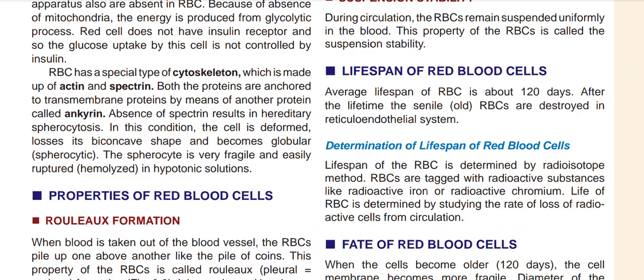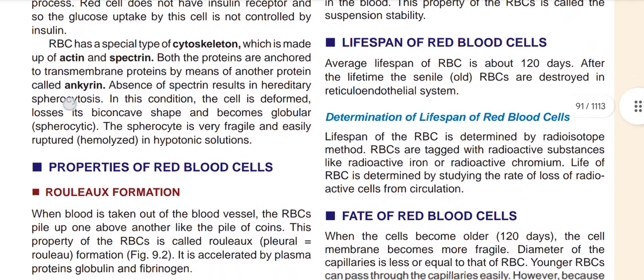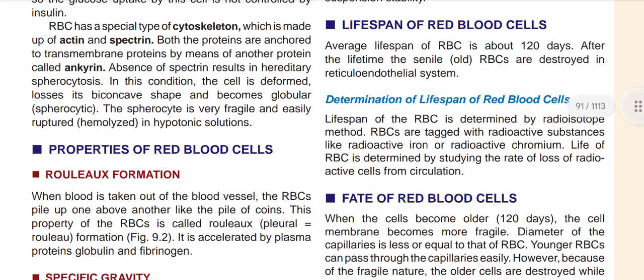Now, determination of lifespan of RBCs. How can we basically determine the lifespan of RBC? For the determination of lifespan of the RBC, we use the radioisotope method, where the RBCs are tagged with radioactive substances like radioactive iron or radioactive chromium, and the life of RBC is determined by studying the rate of loss of radioactive cells from circulation.